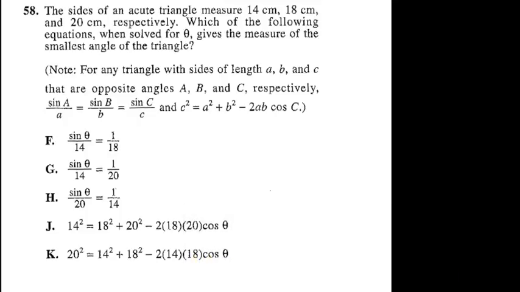The sides of an acute triangle measure 14, 18, and 20 respectively. Which of the following equations, when solved for theta, gives the measure of the smallest angle of the triangle? So here's what we have to do.